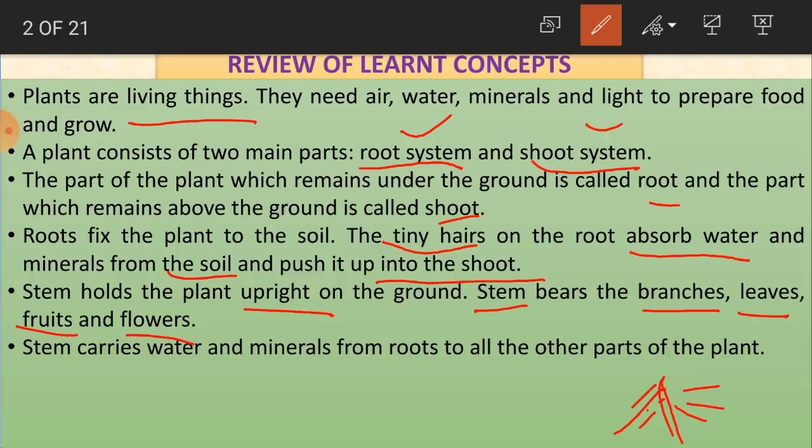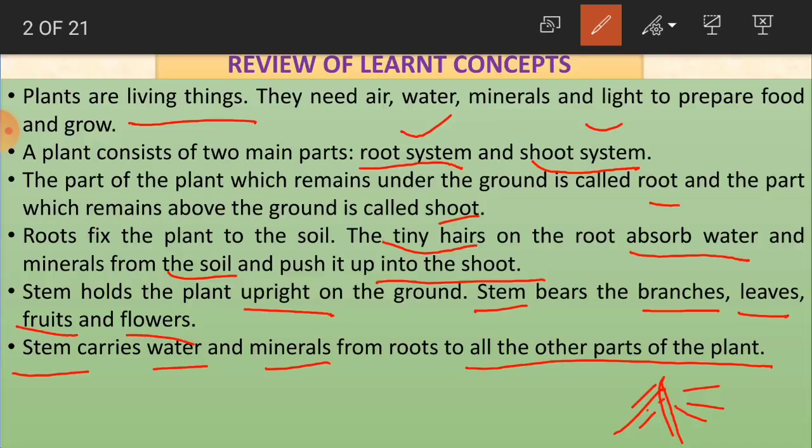And stem carries water and minerals from roots to all the other parts of the plant. As I said earlier, with the help of the stem, the water and minerals are carried from the roots to all the other parts of the plant.